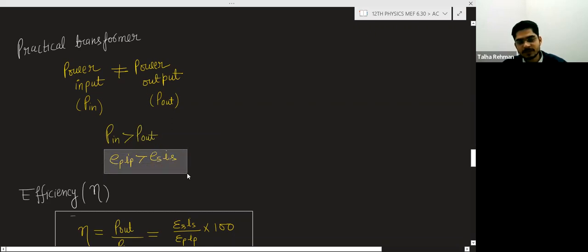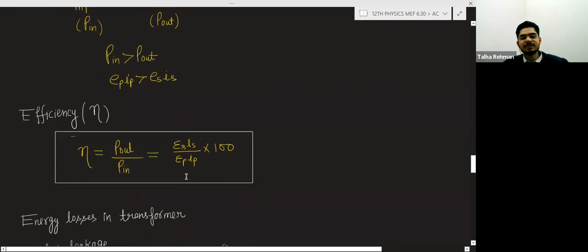So we can write this expression. This expression is 100% valid. For that we define the efficiency. Efficiency is basically output power divided by the input power, multiplied by 100, you will get.